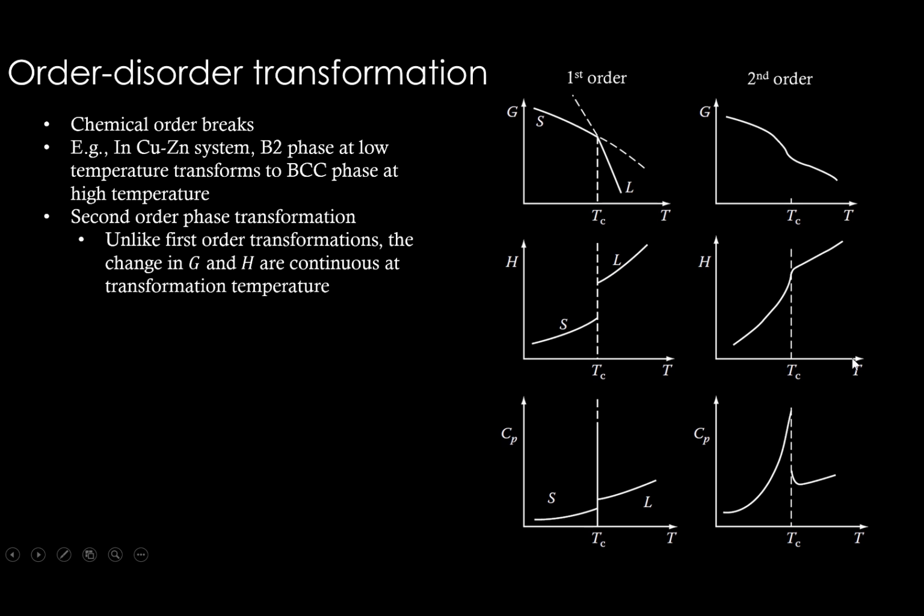And H, if you see, H also is continuous with respect to temperature. Only gradual changes are there. And for Cp, we see a distinct change. Okay? So Cp is the only value that is discontinuous in second order transformations. So since it has this kind of behavior in H value, this is difficult to catch in calorimetric experiments. So dilatometry, on the other hand, can be quite useful if the volume change between this order and disorder is significant. We are going to catch that in dilatometry.